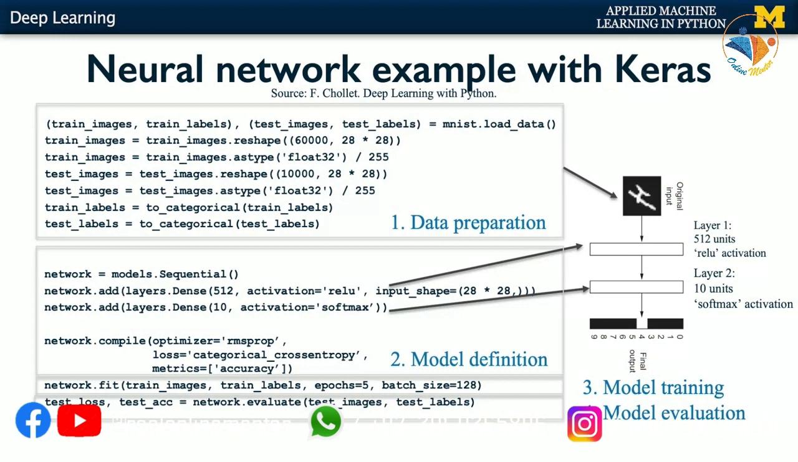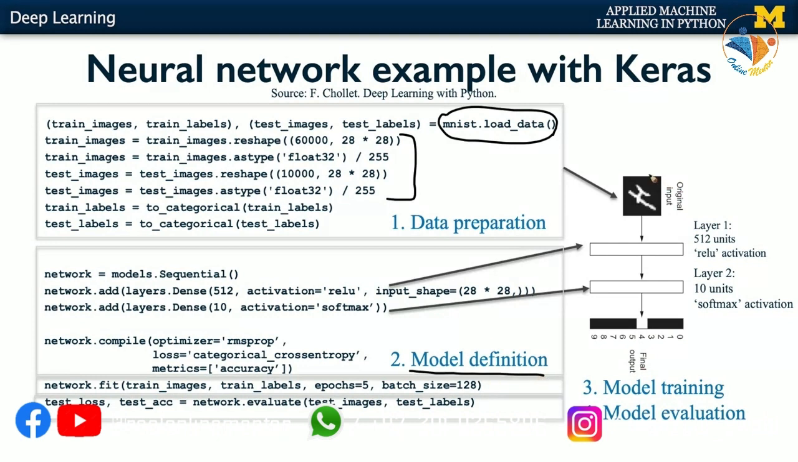The first part, there are some lines of code that prepare the data. So in this case, we're using the MNIST dataset, and so there's some code here to load the dataset. There's a little bit of reshaping that has to happen to get it ready, put it in the right format for the neural network later on. In the second part, after you prepare the data, you define the model.